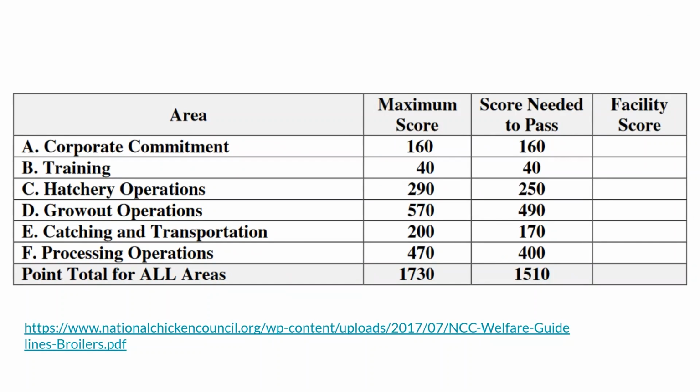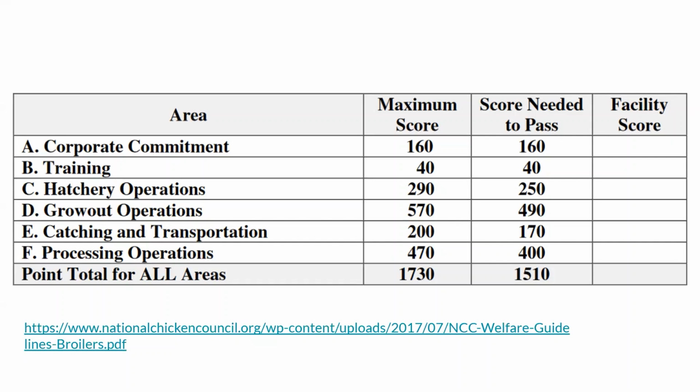As you can see, with corporate commitment, you need the max score, so you have to pass with 160. Same thing with training. When it comes to hatchery operations, there is a 40-point area where you could lose a few points. The max is 290, but you only need 250. With grow-out operations, the max is 570, but all you need to pass is 490. So you can miss about 80 points in that section.